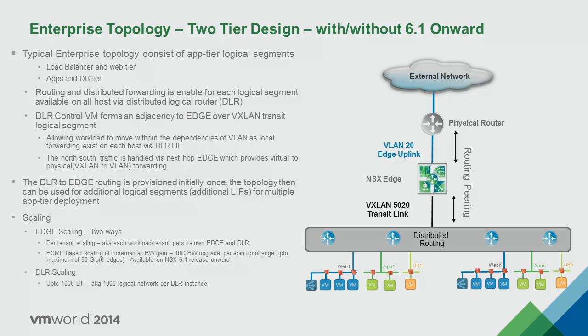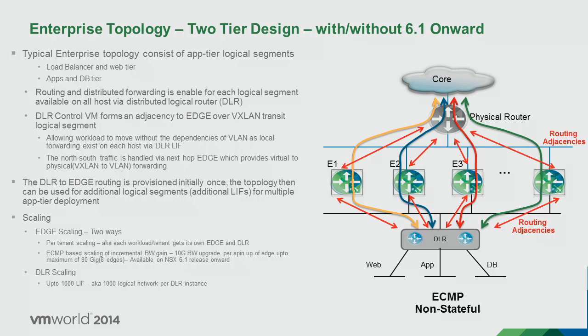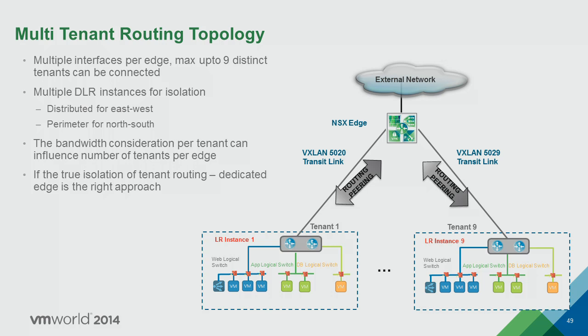If you enhance this design, as we were talking, this edge can be replaced, or you can spin up multiple edges. That means you have 80 gig routing, right? So with 6.1, there are two ways to scale edge performance, the forwarding bandwidth. Edge scaling two ways: per-tenant scaling, where a given workload or tenant gets an edge and a DLR, so DLR instance 1 and edge instance 1 get together. For another tenant, you have another DLR and edge, a third tenant, etc. You can scale per tenant or per workload if you designate it that way. Or you can use ECMP-based scaling for a given distributed logical router, with up to 80 gig, right?